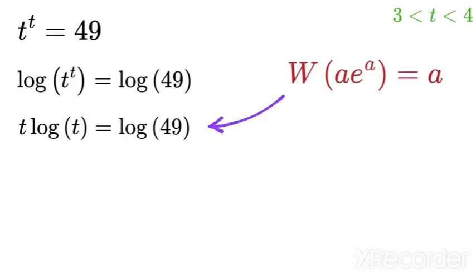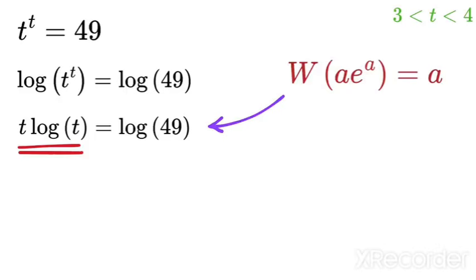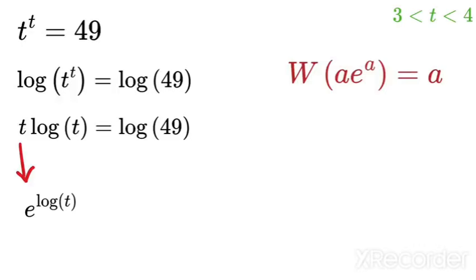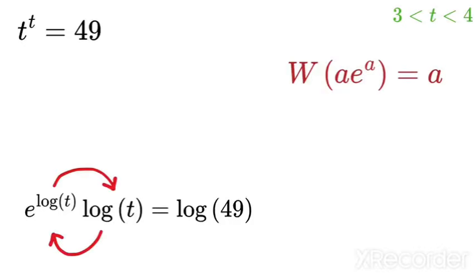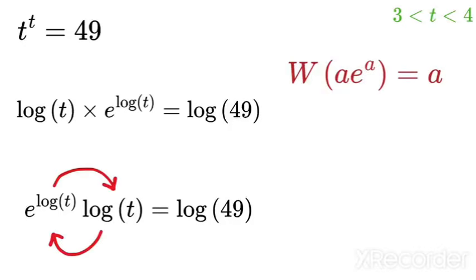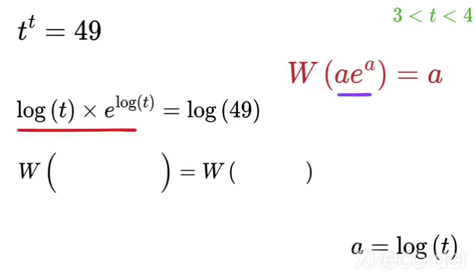Now we will use it in this expression. If you look closely, you do not have e in this expression, so we will have to convert this expression in terms of e. This is simple, as we can write t as e raised to the natural log of t, and this times log of t equals log of 49. We can change the order and write it like this also, as it is a simple multiplication. Now, if you compare this expression with the earlier one, we have the value of a as the log of t. So we can easily apply the Lambert W function on both sides of this expression.